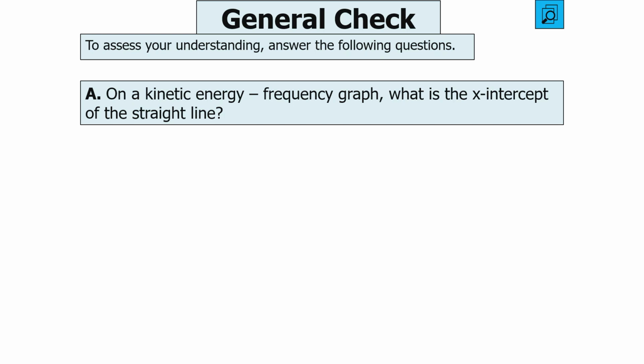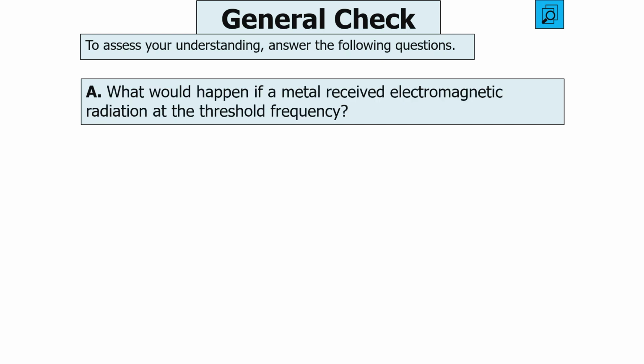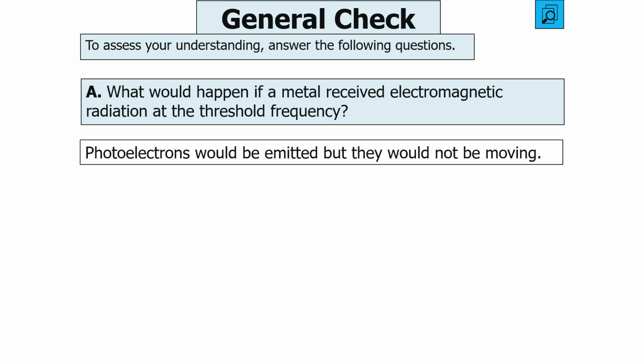Pause the video now, then unpause the video when you want to go through your answer. The x-intercept is the threshold frequency. What would happen if a metal received electromagnetic radiation at the threshold frequency? Pause the video now, unpause the video when you want to go through your answer. The photoelectrons would be emitted, but they would not be moving after emission.